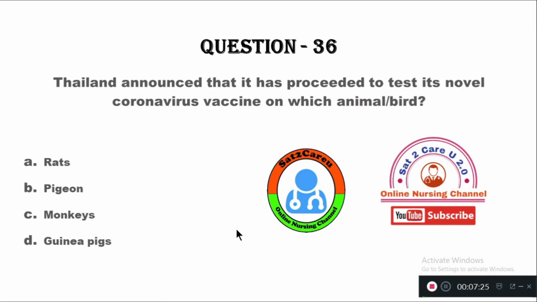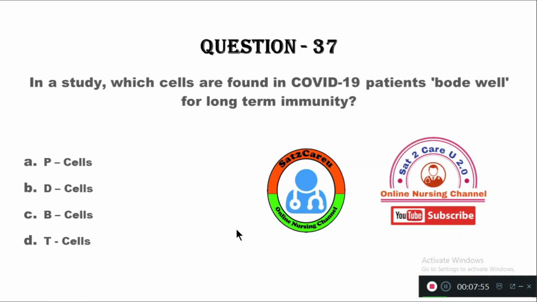Question number 36. Thailand announces that it has proceeded to test the novel coronavirus vaccine on which animal or bird? Option A, rats. B, pigeon. C, monkeys. D, guinea pigs. In Thailand, the trial of the coronavirus vaccine is being done in the animal stage. Option C, monkey.